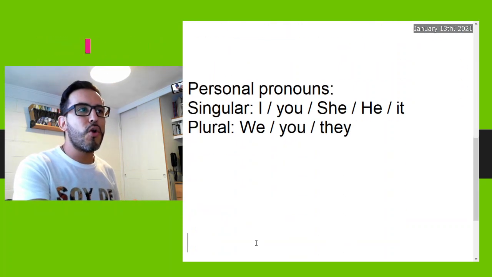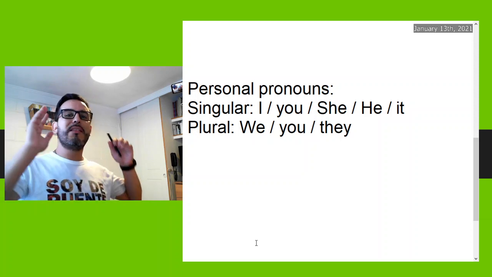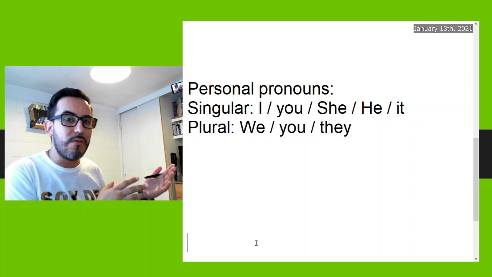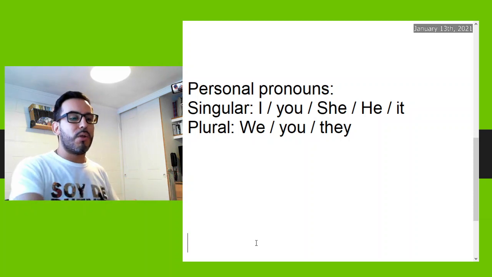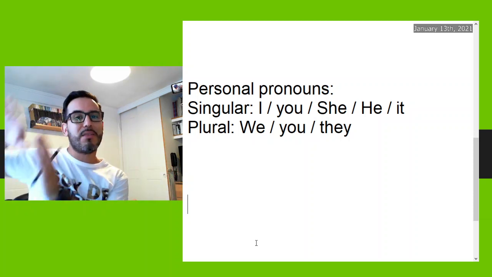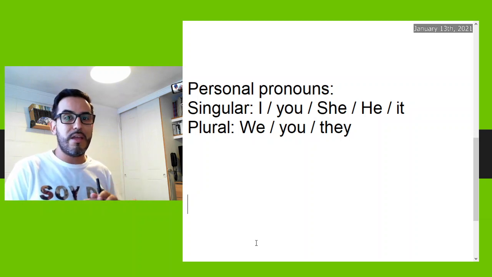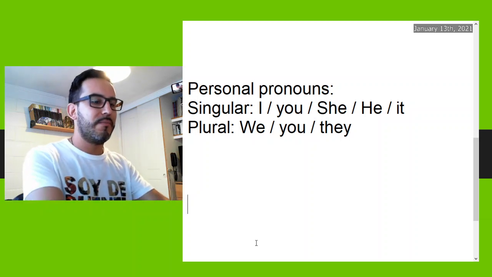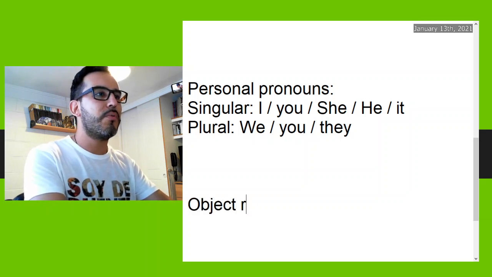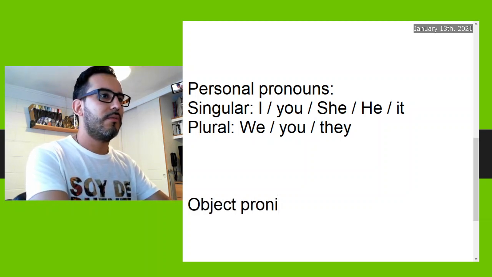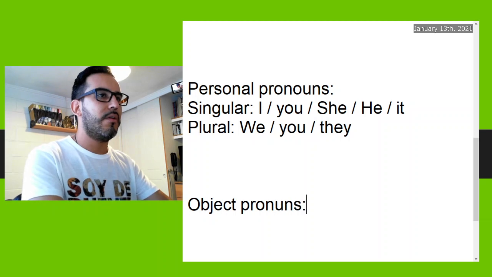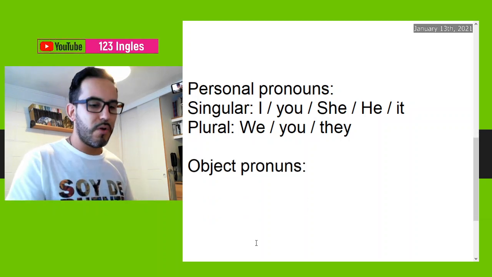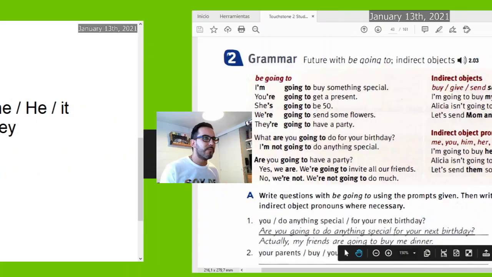Okay, estos son los pronombres personales. Solamente nos van a servir en la posición de sujeto para reemplazar sustantivos. ¿Ya? Pero cuando nosotros vamos a la posición de objeto, o sea, quiere decir después del verbo, okay, after the verb, no vamos a poder usar estos mismos pronombres. Tenemos que usar object pronouns. Okay, object pronouns. And these object pronouns, los vamos a ver aquí en el libro.